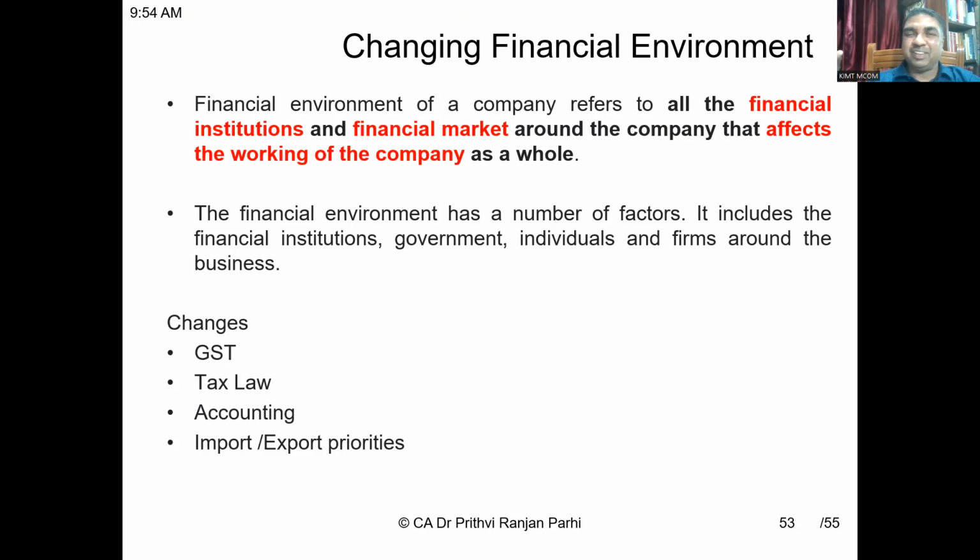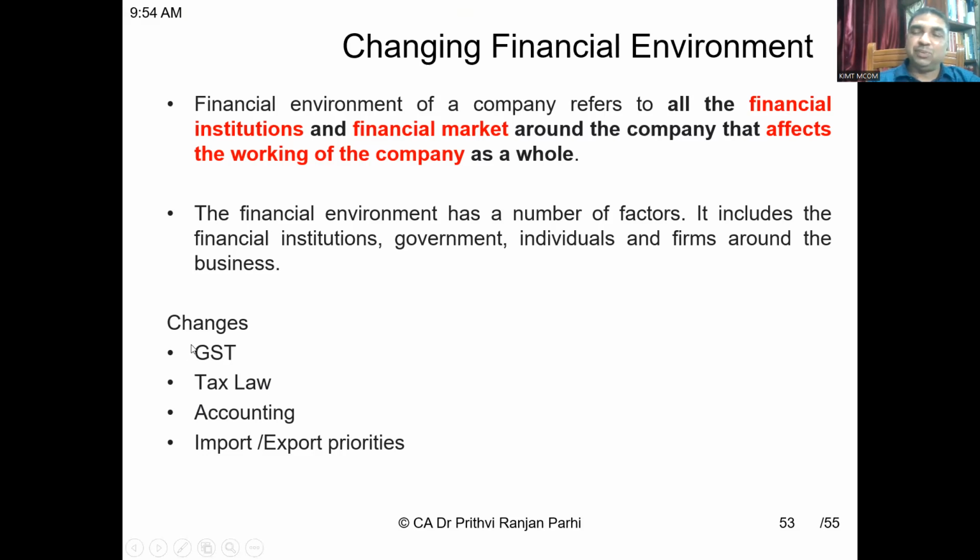So business is affected by them. That is called the financial environment, the financial market. That is also a component of finance, and it keeps on changing. They are very dynamic. So the finance manager has to take care of how to address the changing situation every time. These are some examples of changes you see.